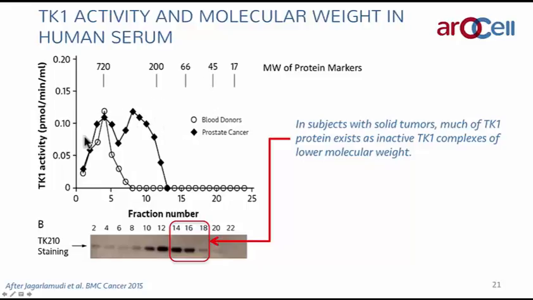In these fractions we measure TK activity, and you see from blood donors they migrate at high molecular weight. In case of prostate cancer patients, they are in multiple forms. And more specifically, if you look at the protein levels in a so-called Western blot, where the antibodies have been used and you separate the proteins, you see that a certain fraction has no activity, but there are quite high levels of protein. So in subjects with solid tumors, much of TK1 protein exists as inactive TK1.